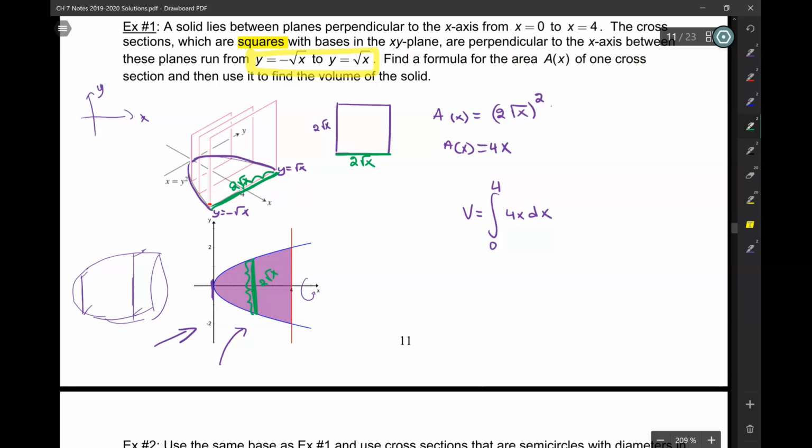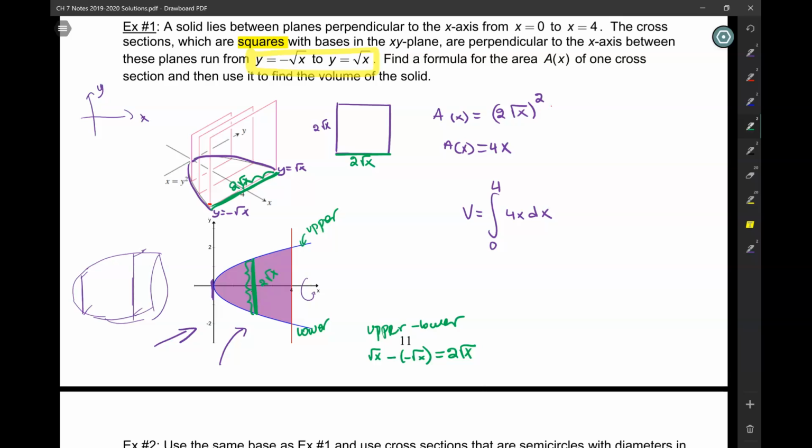Now, what's another way that I can get root x, a length of root x, 2 root x? Well, it's the upper minus the lower. And if I do upper minus lower, then I have root x minus negative root x, 2 root x. Do you see that? So every which way you look at it, that's what we're doing.